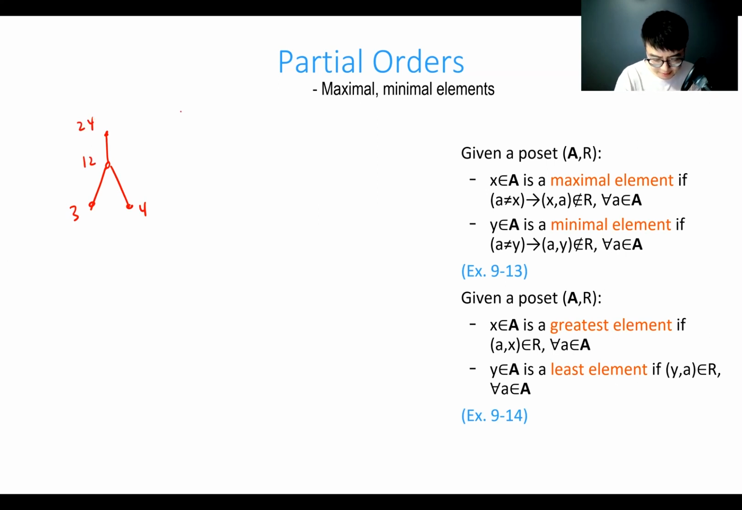Let's take another one as an example. A, B, C, D. Actually, no, we shouldn't do that, it looks exactly the same as the other one. Let's do E and F like that.